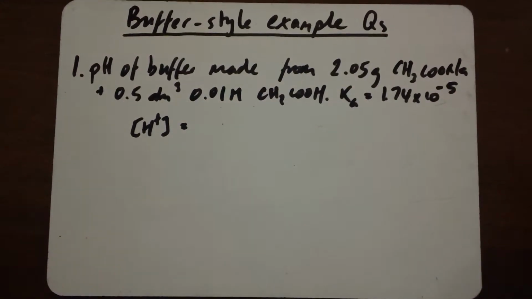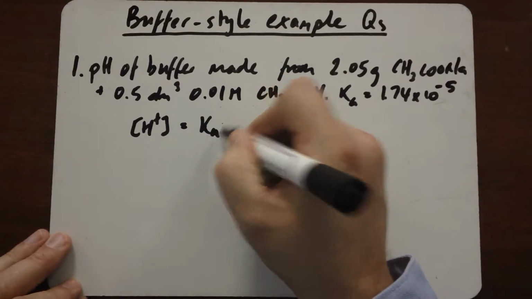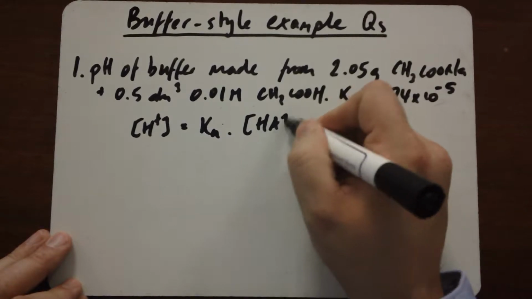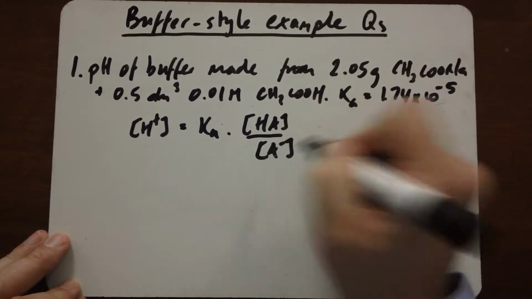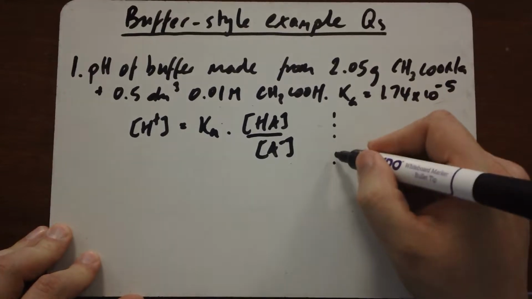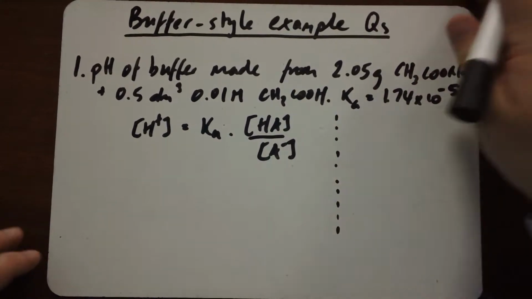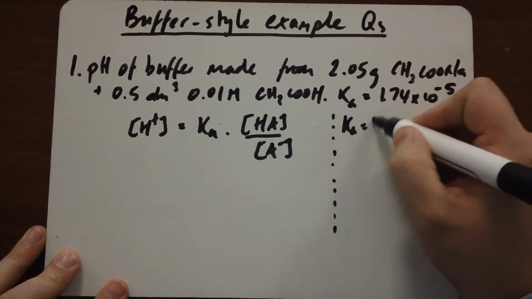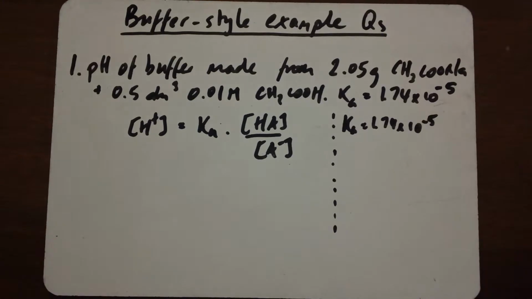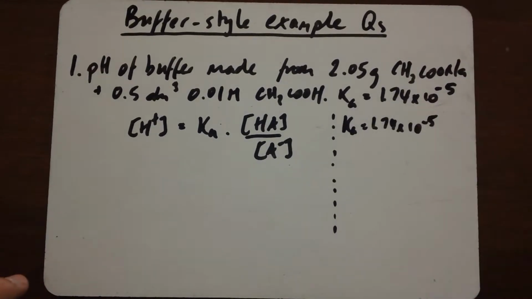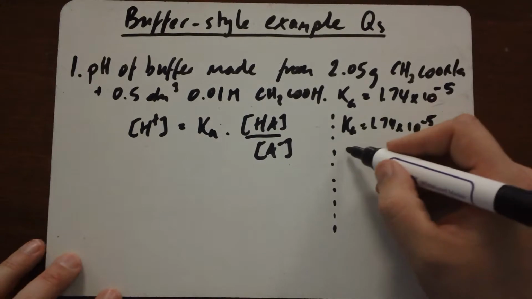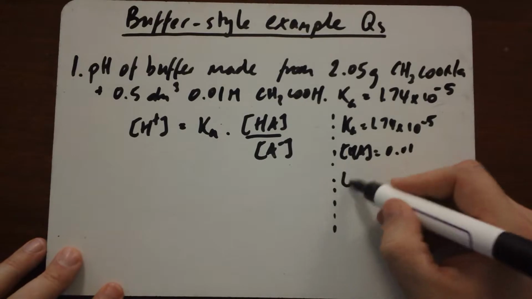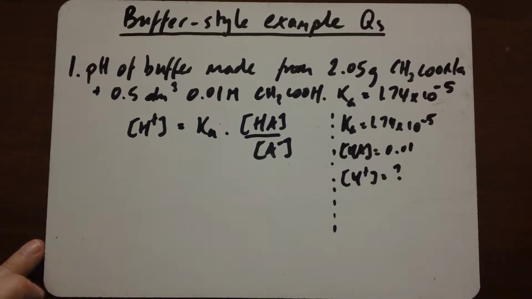Because this is a buffer, we use the Henderson-Hasselbalch equation, so we can jump straight to this one here. Okay, and then we just need to account for what we know and what we don't know. Well, we know that the Ka is 1.74 times 10 to the minus 5. We know that the concentration of the weak acid is 0.01. We're trying to work out the H plus, so then we can work out the pH.